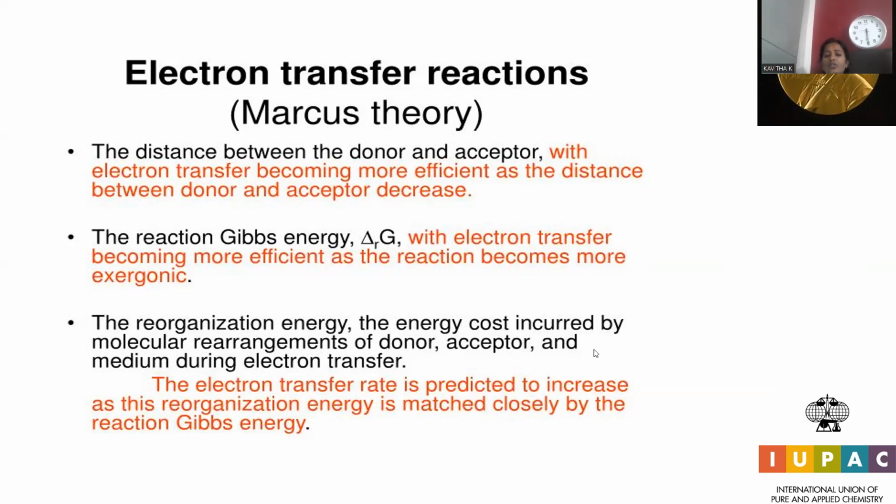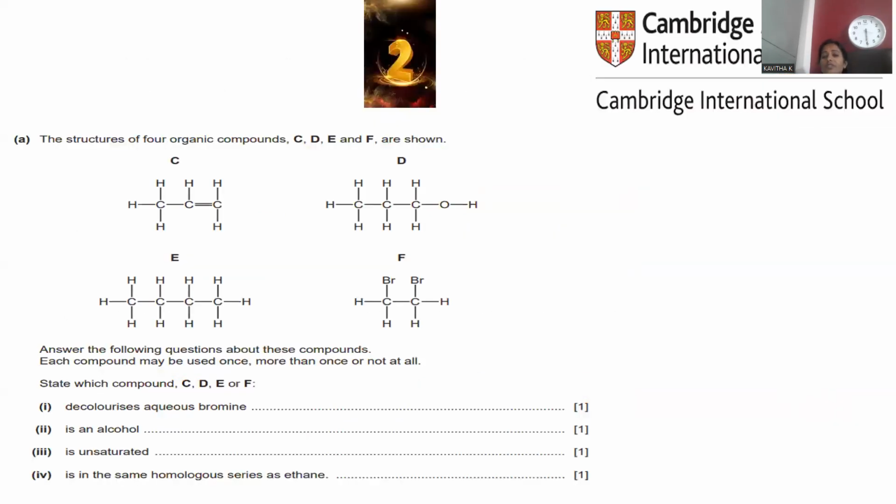The reorganization energy incurred by the molecular rearrangements of the donor, acceptor, and medium during electron transfer: the rate is predicted to increase as this reorganization energy is matched closely by the reaction Gibbs free energy. Whatever was experimentally observed, the practical and theoretical values are comparable, so this electron transfer theory is universally accepted and was accorded world recognition, the Nobel Prize in Chemistry for the year 1992.